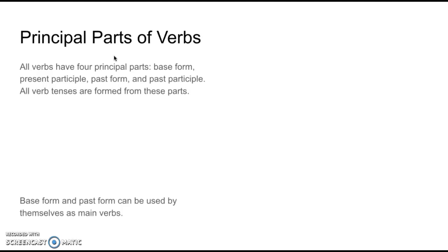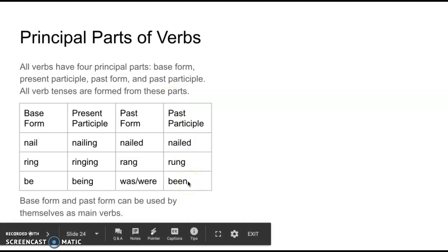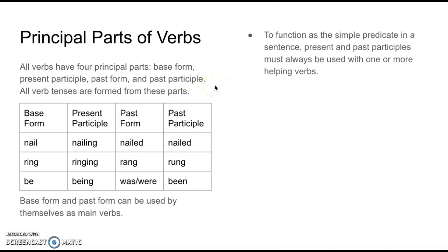The four principal parts are base form, present participle, past form, and past participle. Okay? As seen by this chart, when they're in their different forms, they look different. Okay? But all verb tenses are formed from these basic parts. Base form and past form can be used on their own as main verbs, whereas present and past participle, if they want to function as the simple predicate in a sentence, are going to need to be combined with one or more helping verbs.